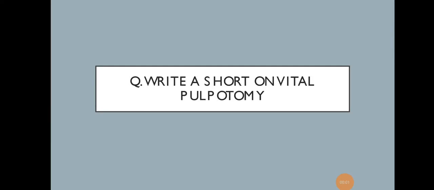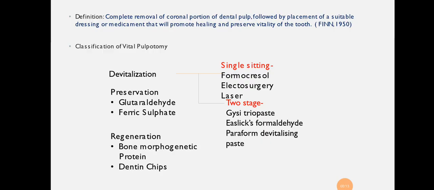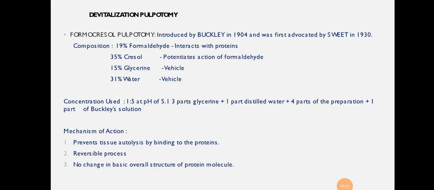In the previous video, I had described all the headings which we have to cover in a 5-mark question. So there is a 5-mark question which is asking you to write a short note on vital pulpotomy, wherein you will start with the definition of pulpotomy mentioned in the previous video also. Then you will have to write about the classification of vital pulpotomy, which I also discussed in the last video. Now in this video we will be describing each part of the classification briefly so as to make it a complete answer for this question.